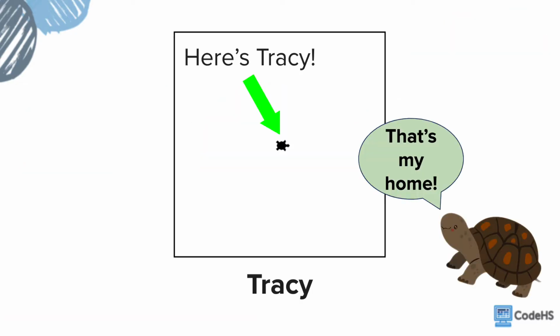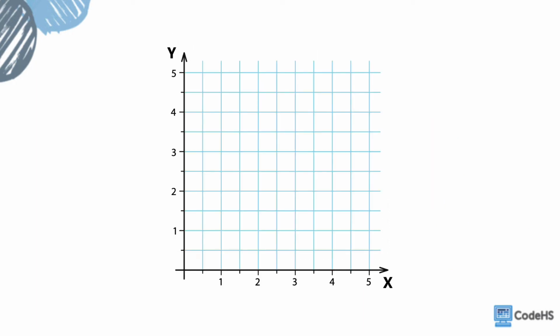Tracy actually lives in a box we sometimes call the canvas because we can tell Tracy to draw pictures in her world the same way you may draw pictures on paper or paint them on a canvas. To learn more about her world, let's first revisit a concept you have probably learned in math class. We can use an X and Y axis, or a coordinate system, to talk about certain locations on a grid.